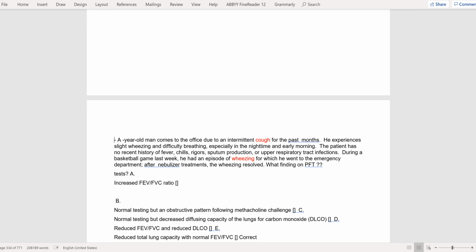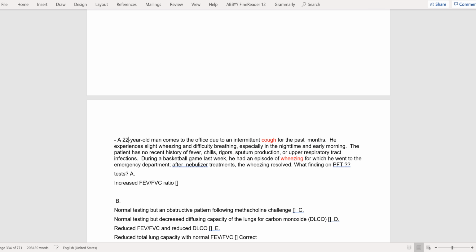So this is a very important test for a 22-year-old guy who's just having wheezing and shortness of breath with exercise, most likely asthma. So what do you expect on the pulmonary function test? The pulmonary function test will be normal, but show an obstructive pattern following methacholine challenge. So that's the thing. When you look at increased FEV1/FVC and reduced total lung capacity with normal FVC, those are for restrictive lung disease. That's the difference. In obstructive disease, FEV1 and FVC both decrease, so FEV1/FVC will be either normal or increased in restrictive disease.